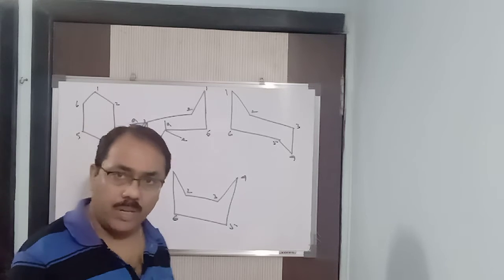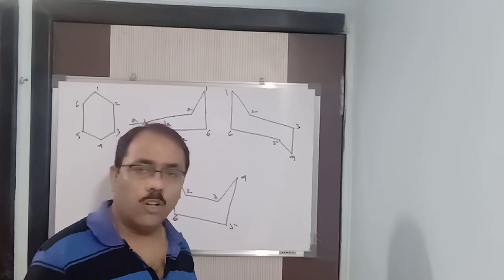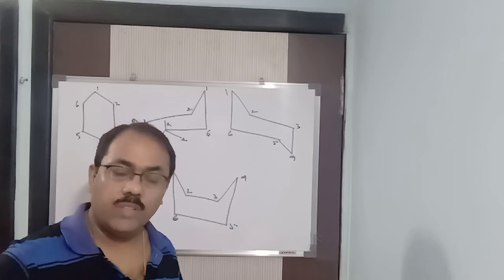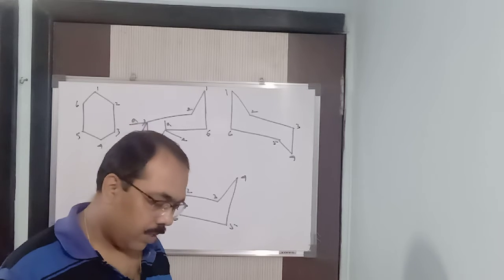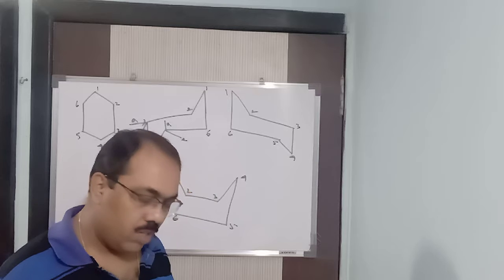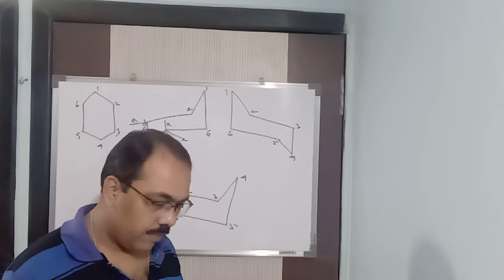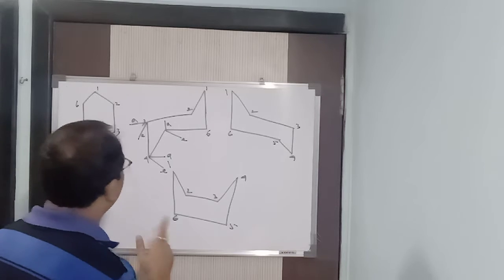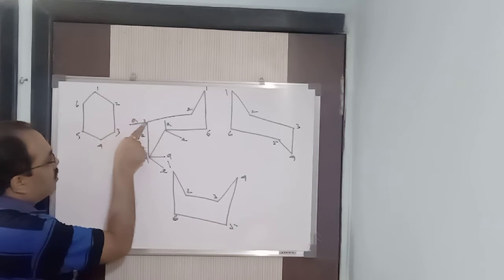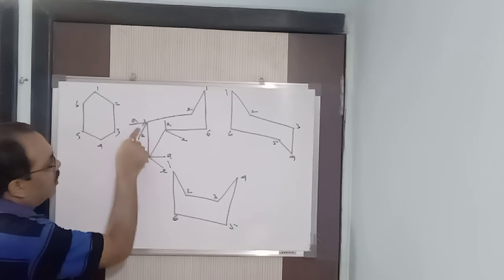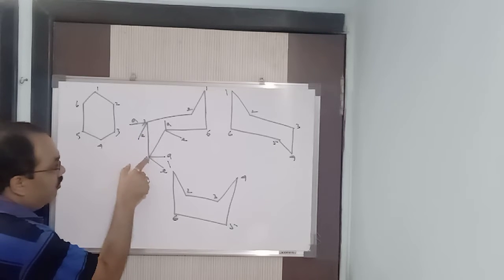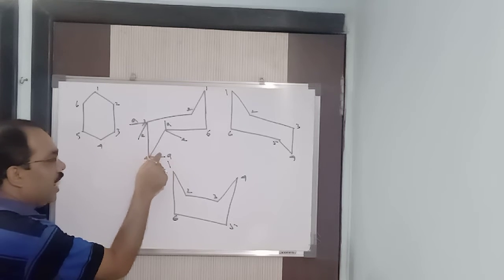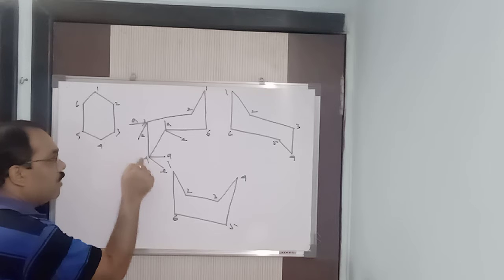The axial bond means the one which is perpendicular, and equatorial means the one which is along the plane of that particular carbon atom. The one which is perpendicular is called the axial bond. Clear? Now, what we find here is this: this is the fourth carbon, C4, and this is the third carbon, C3, that is, C of the axial.